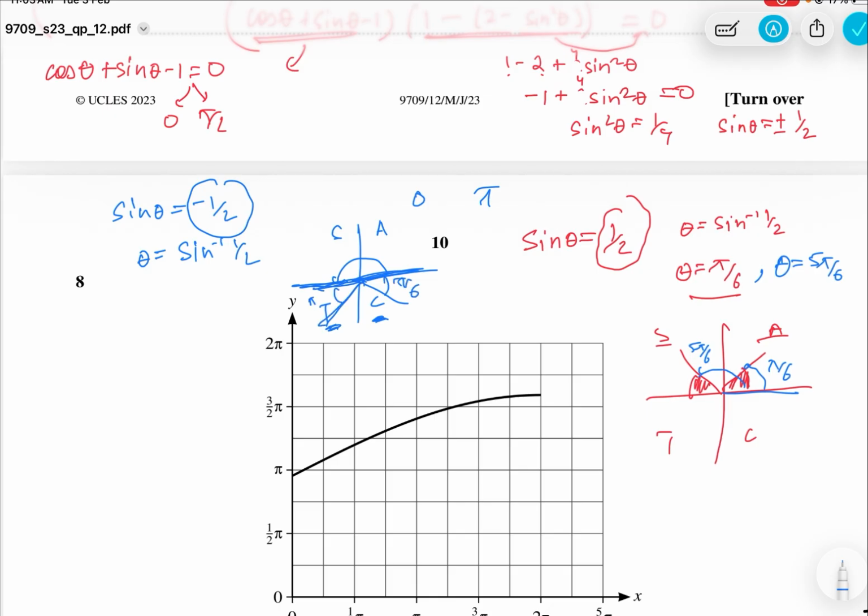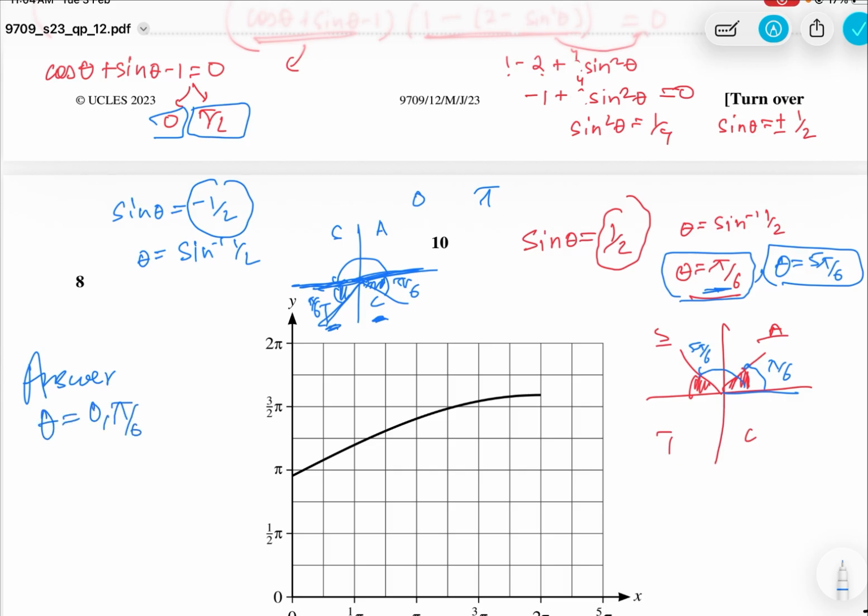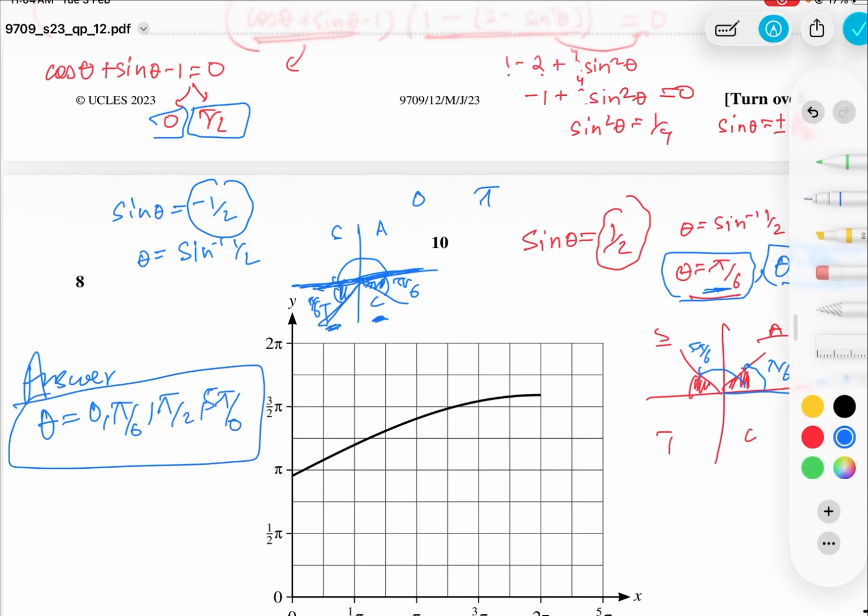This is also pi by 6 and this is also pi by 6. How do you know, sir? Basic angle. Basic angle was pi by 6. Yes or no? So we only have four solutions for this question, that are pi by 6, 5 pi by 6, 0 and pi by 2. Write your answer. Answer theta equals to 0, pi by 6, pi by 2 and 5 pi by 6. This is the answer. Got this, learners?